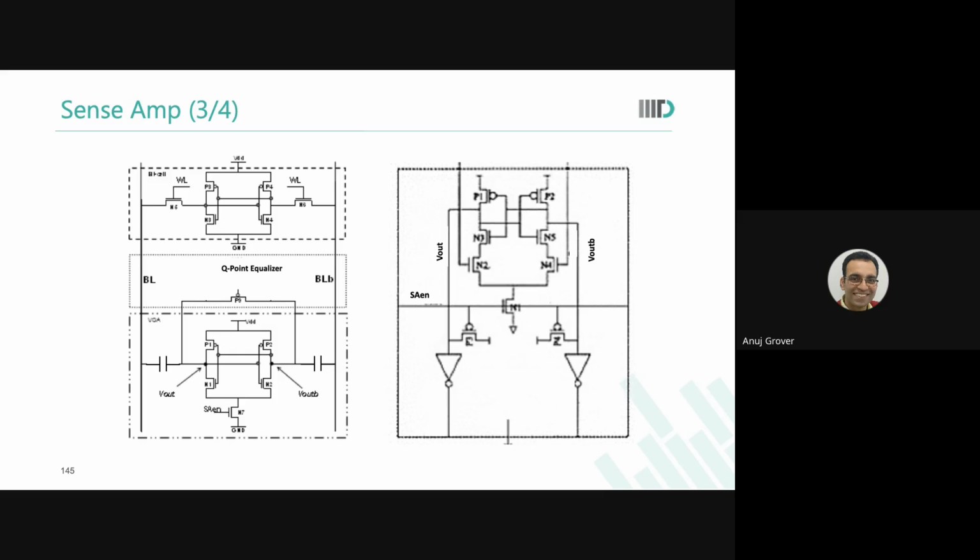Are you able to see this? Is it okay? It's a density versus speed trade-off.